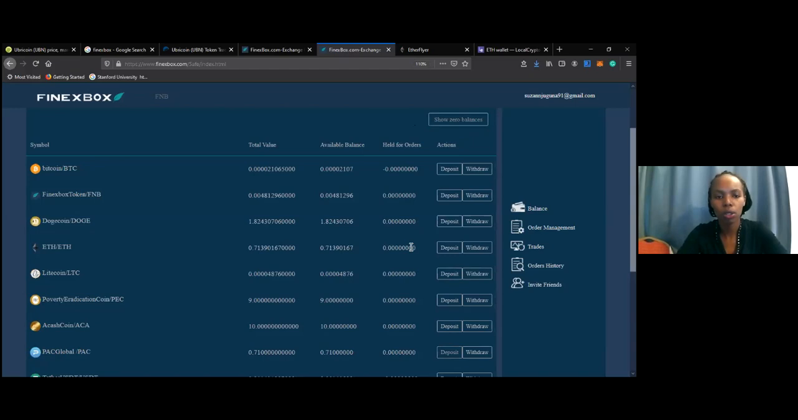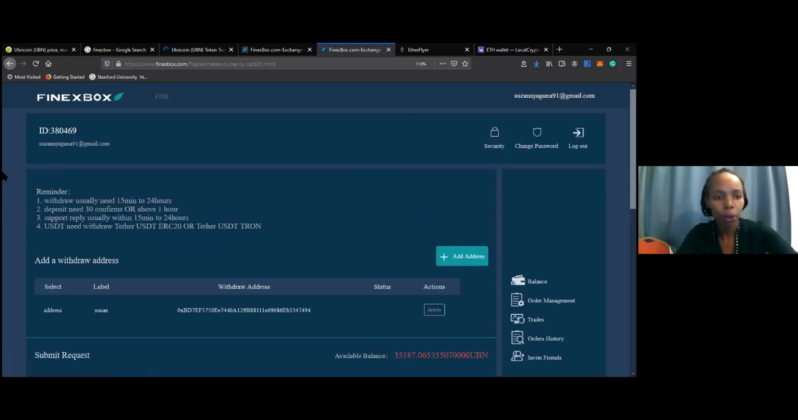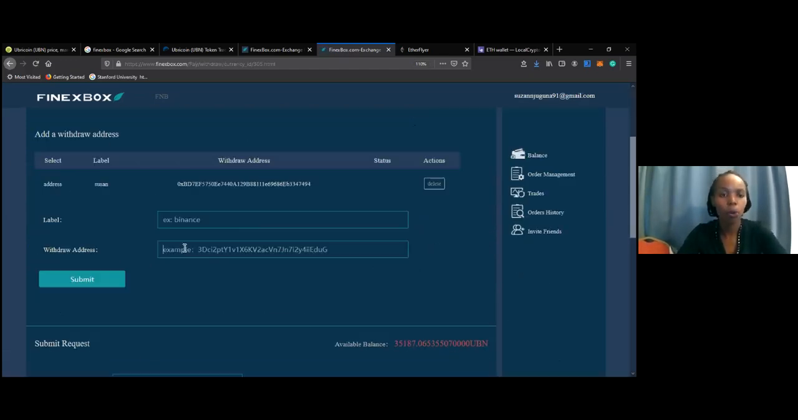When you click on withdraw, it's going to bring you to this page where you can add an address. Adding an address means taking your Trust wallet address and pasting it here. Or if you want to move the UBNs to another exchange, just paste the address of the exchange that you want to move your UBNs to here. And then here you can say it is a Trust wallet, or it is the Etherfly exchange. You just put a label there, and then you click on submit.